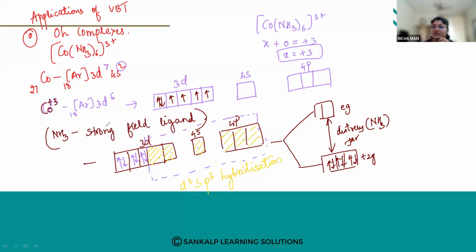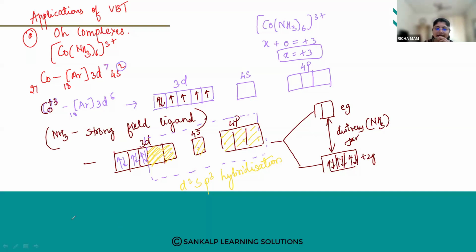So why? Because when it comes in contact with the ammonia, as it is a strong field ligand, pairing of electrons takes place at the T2G level itself. And the empty orbitals which are left will be occupied by the 6 pairs of ammonia. So 1, 2, 3, 4, 5, 6. So the hybridization resulted is D2sp3. Now these hybrid orbitals will overlap with the ligand orbitals, right? So these empty orbitals, they are occupied by what? These are occupied by the ligand orbitals.